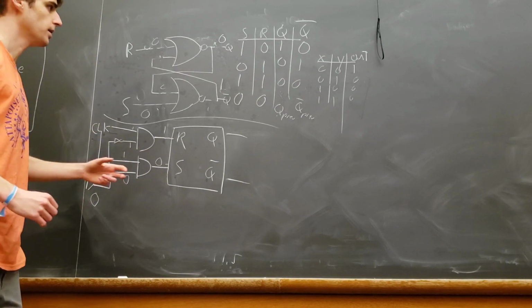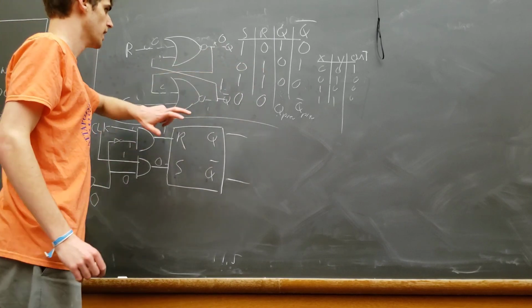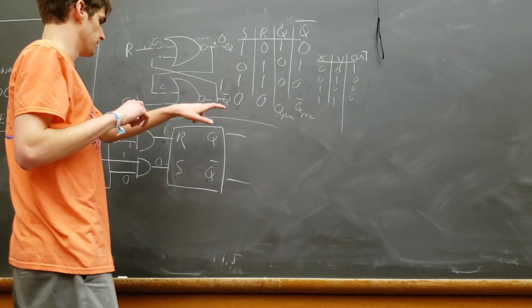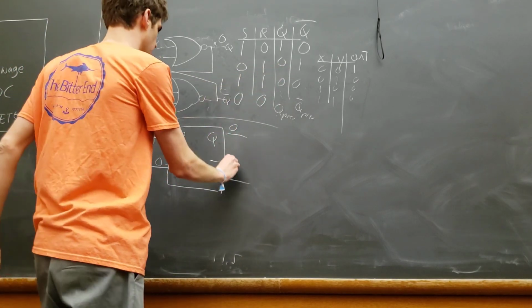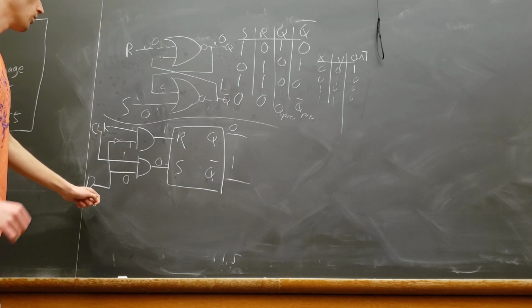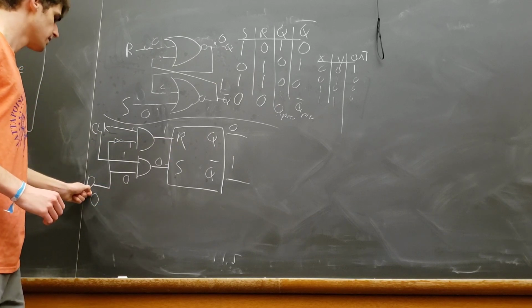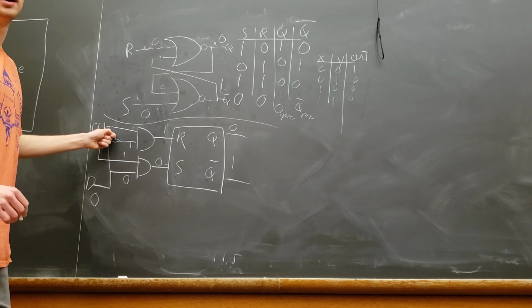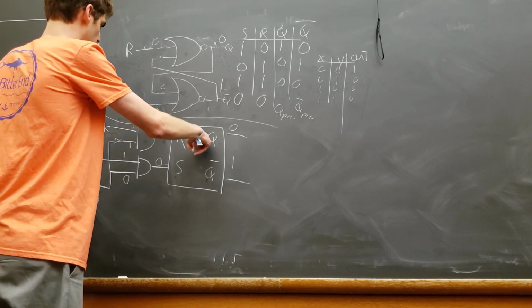But we know it's an SR switch, so that's two things. R is 1 and S is 0. This makes Q 0 and Q not 1. So what this is basically showing is that D is going to be copied to Q when the clock is 1. That's really important. D is output at Q when the clock is 1.